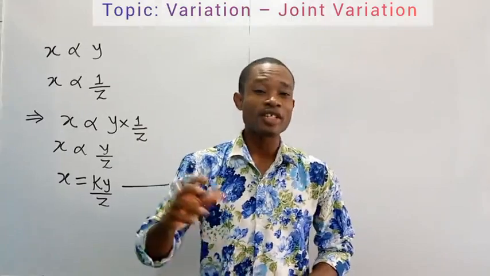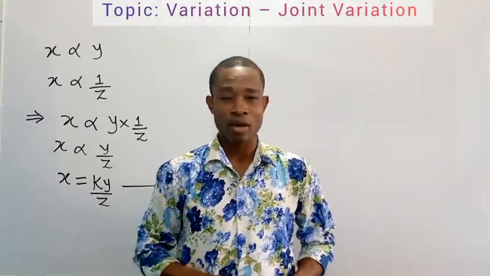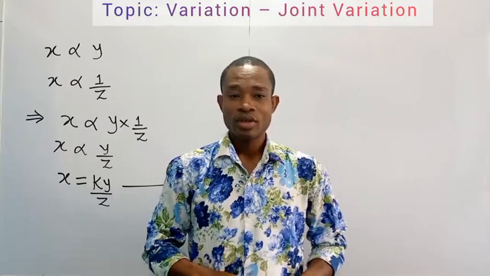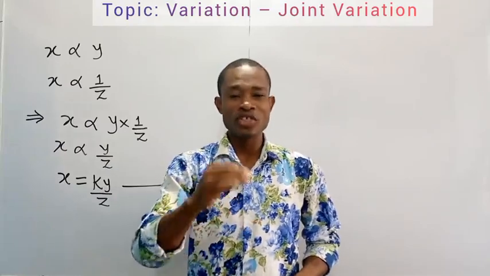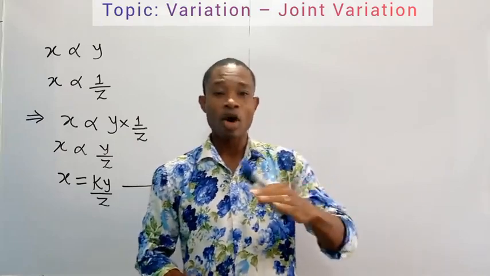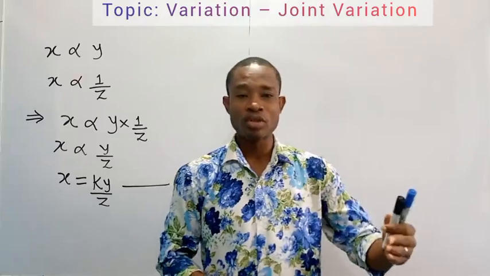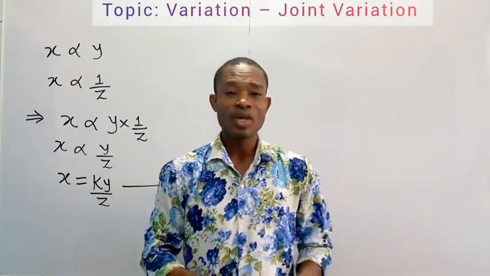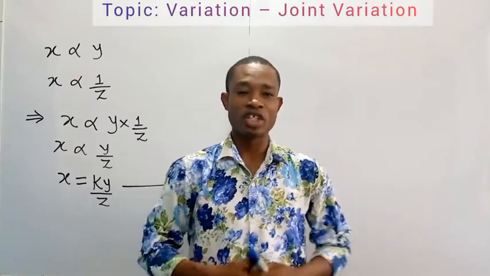Finally, I would like to draw your attention to one aspect of gas law in chemistry. There is this law we refer to as the general gas equation, where we establish P1 times V1 all over T1 equal to P2 times V2 all over T2. That law is a joint variation law.